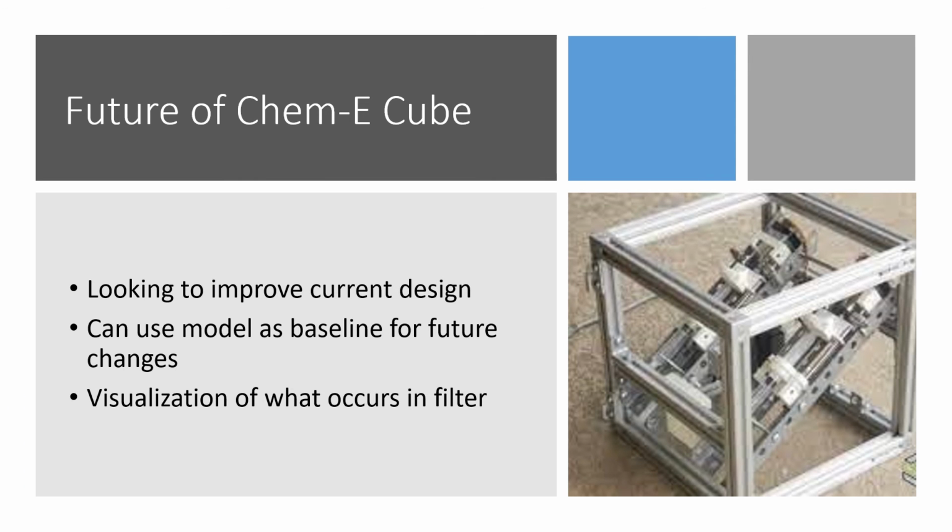I want to apply this model in my club Chemi Cube. After this year's competition, we are looking to improve our current design of our filter stack. So my idea is we can use this model as a baseline for future changes. In the upcoming semester, the biggest things we need to address are how to improve this and how can we mathematically prove it. So a visualization of what actually occurs in the filter stack will be very helpful for our team in creating a more efficient and better filter for the competition so that we can come in first place in the upcoming competition coming in November.